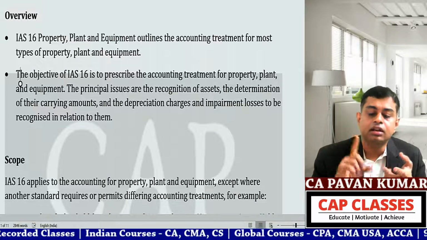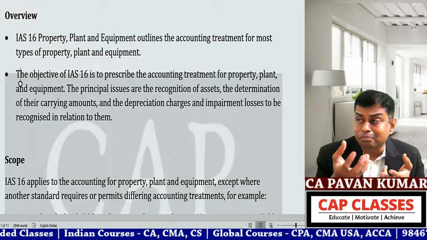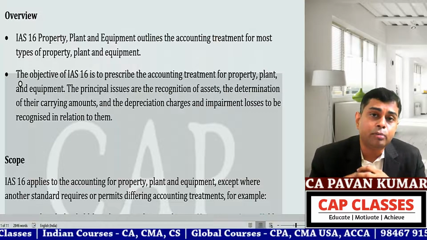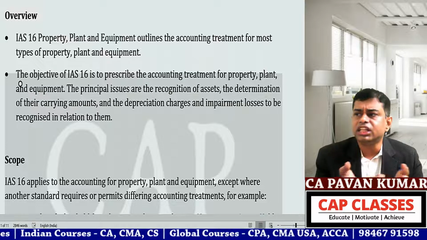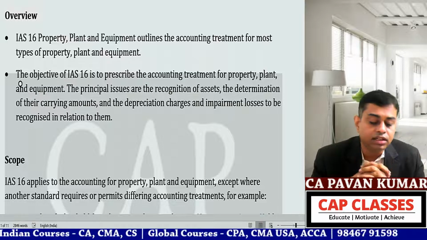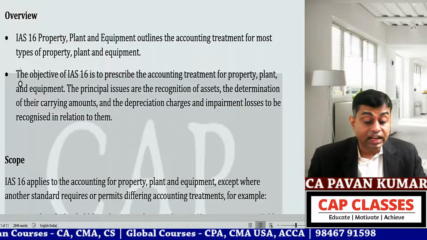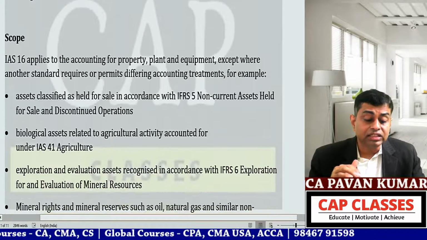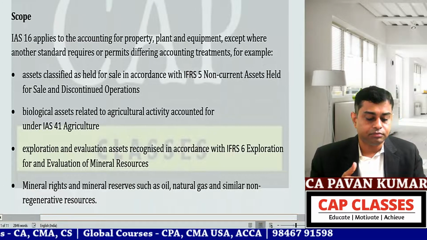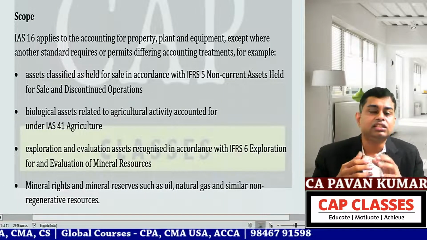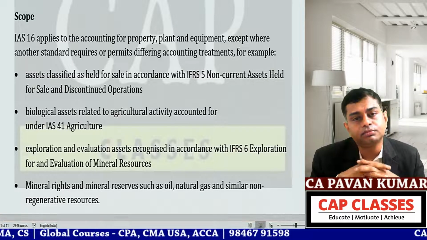So recognition is there, measurement is there. That means what is the balance of an item of property, plant and equipment, what is the depreciation charge, what is the impairment loss. That's it. Then there are some scope in items, there are some scoped out items.